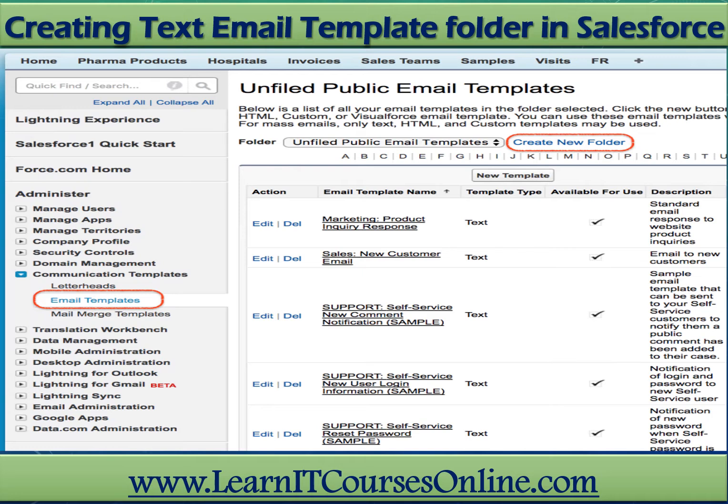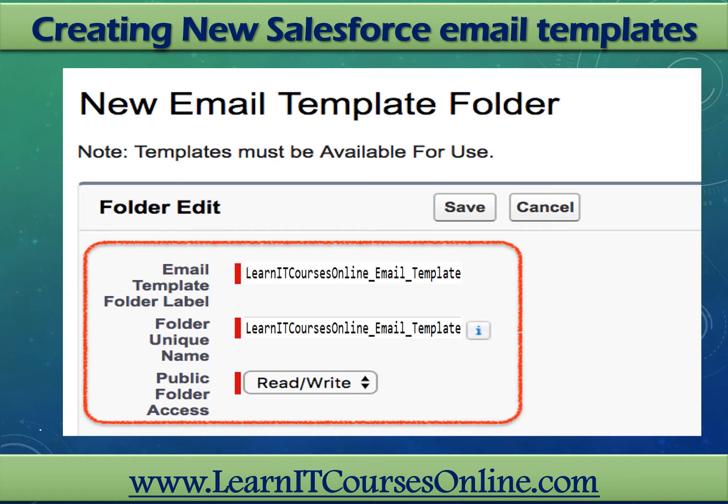So we would log in to create the new email templates, click on Email Templates as shown, and before creating the new template, create a new email template folder to save all custom email templates. Click on Create New Folder. Next, enter the email template folder name, select Public Folder Access Type, and click on Save. As shown above, we have created the email template folder successfully.